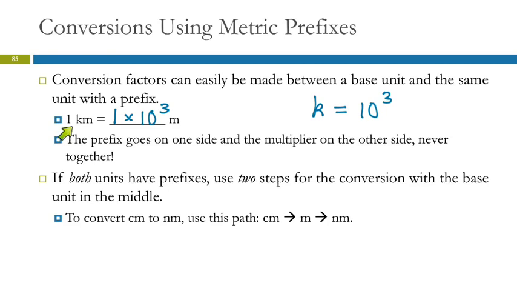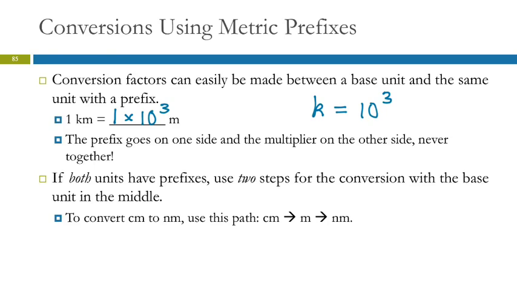Okay, so that's if you have one prefix. What if both of the units have prefixes? So like changing centimeters to nanometers. Both of these have a prefix. 2 prefixes, do 2 steps. Go from centimeters to the unit without a prefix, meters, and then go from meters to nanometers.